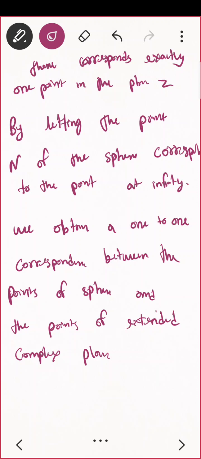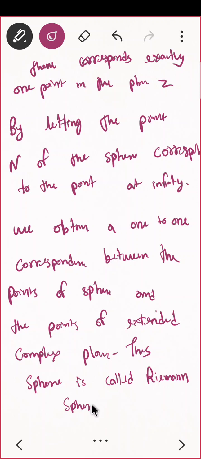So this sphere is called the Riemann sphere, and the correspondence is called stereographic projection.